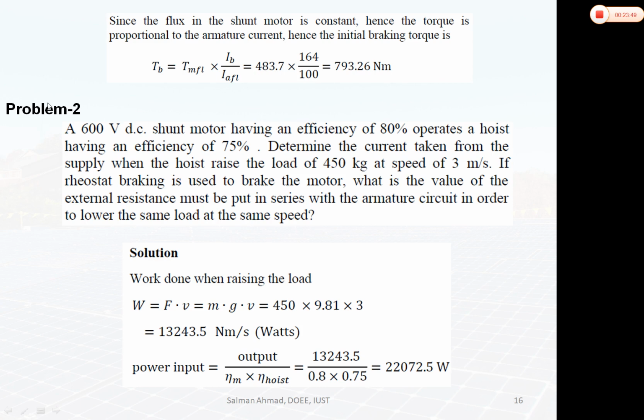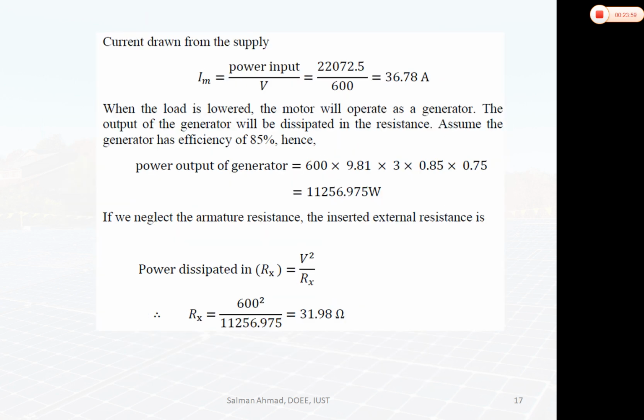Similarly, you can solve problem 2. Its solution is given. You read this problem and try by yourself. If you face any difficulty, please let me know, and I will discuss in the next class.